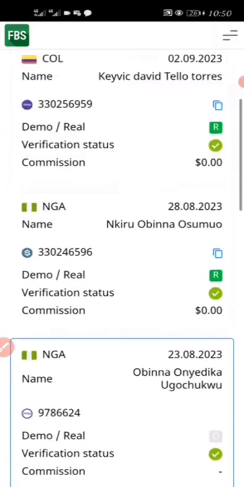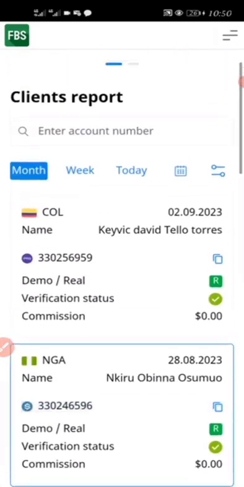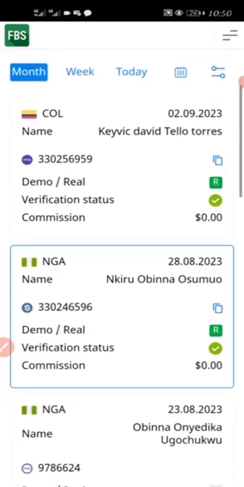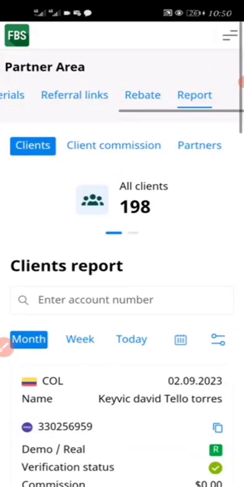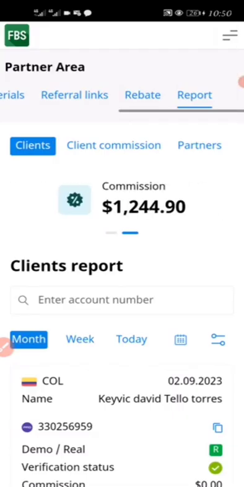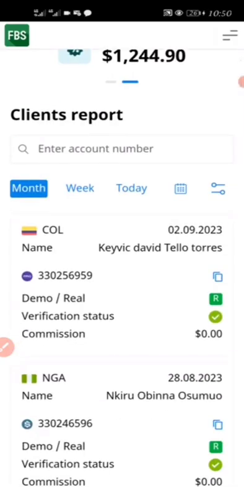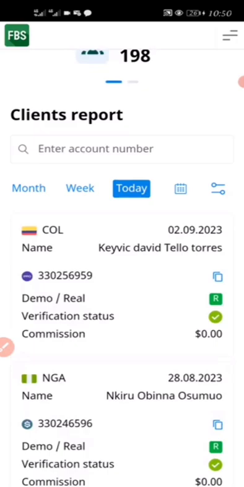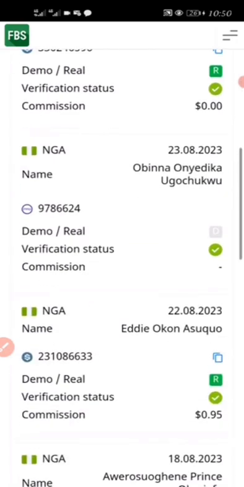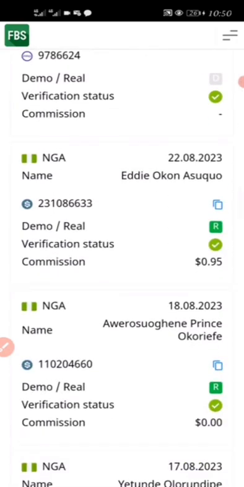Not all of them know that. It's not all of them that will be trading. Some of them can be trading, while some of them will go offline. But as long as they are trading, I'll be making a commission from them. For example, if you click on today, you can see these are the people that traded today.